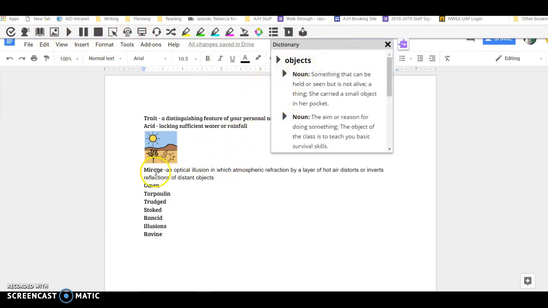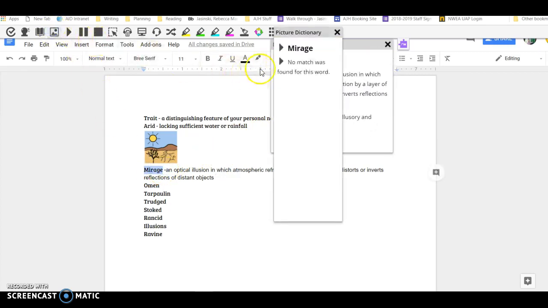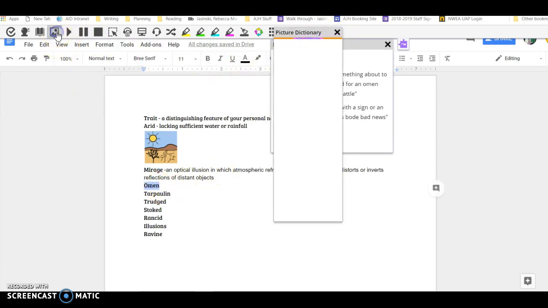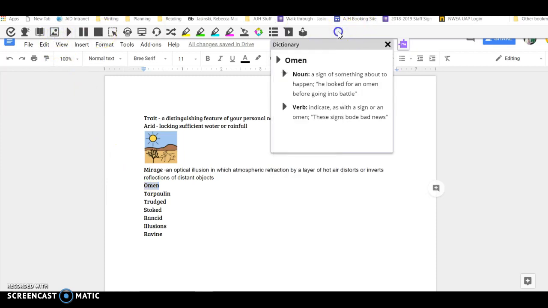I'm looking at Mirage. And no visual. So now let's see if Omen has a visual. See, not all of them have it. Sorry, guys.